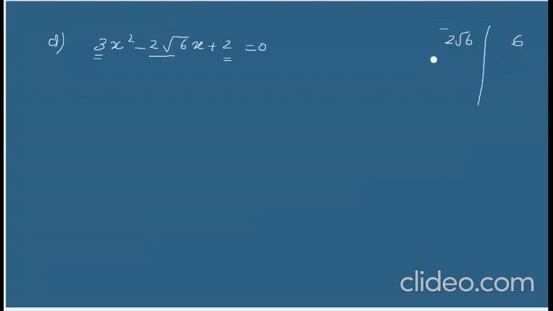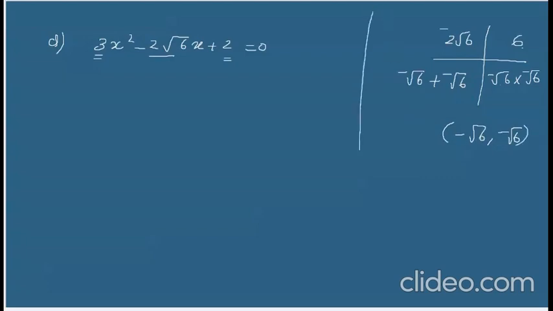Okay. So we need two numbers such that on multiplication we should get 6 and on addition we should get negative 2 root 6. So let us consider root 6 into root 6. You know that root 6 into root 6 is 6. Since we need negative here, we have to consider negative sign. So negative into negative, positive. Root 6 into root 6 is equal to 6. And what about negative root 6 plus negative root 6? It is again negative 2 root 6. So which are the numbers we need? Negative root 6 and negative root 6.